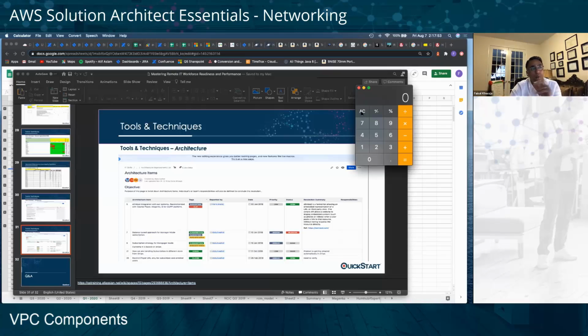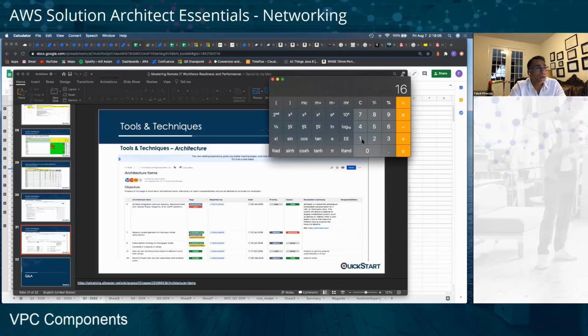Okay, so it was defined as 10.0.0.0/16, right? The way you find out how many addresses you have in that CIDR address block is you take 32 minus 16, and then you take 2 to the power of 16. That's 65,536. So this is the address range you would get if you define your VPC to be 10.0.0.0/16. So you'll get 65,000.